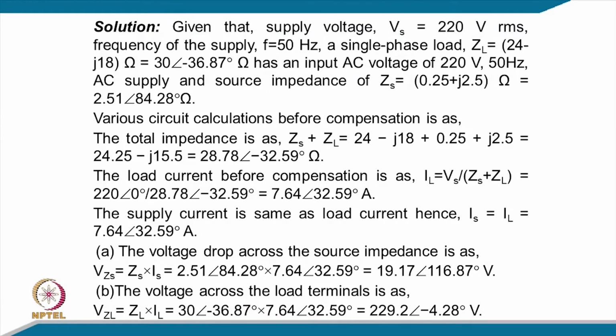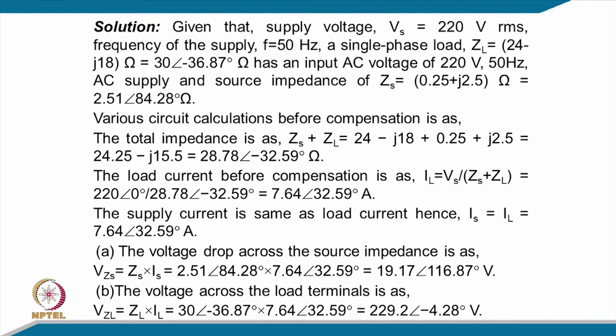These are the numerical parts of the example. Given a supply voltage of 220 volt RMS, frequency 50 hertz, a single phase load of 24 minus j18 ohm, which comes to 30 ohm at the angle of minus 36.87 degrees, with an input voltage of 220 volt and a source impedance of 0.25 plus j2.5 ohm, which comes to 2.51 at the angle of 84.28 degrees. Now the various circuit calculations before the compensation.